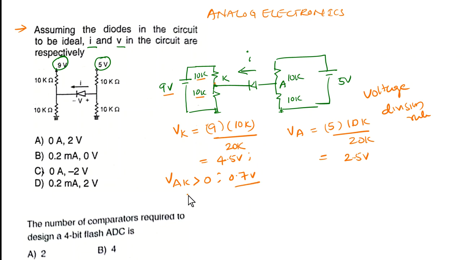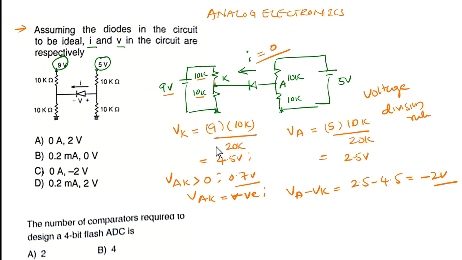But the diode will not conduct if the VAK value is negative. Now VA minus VK is equal to, what's the VA value? The anode value is 2.5, so it is 2.5 minus 4.5. It is nothing but minus 2 volts here. So the diode will not conduct, the VAK will be negative, and the current will be 0. Why? Because the diode is in reverse bias condition.